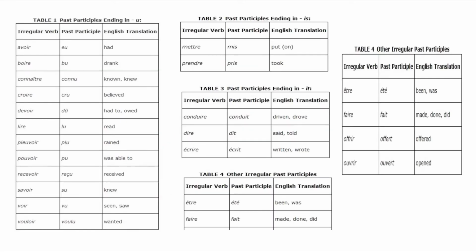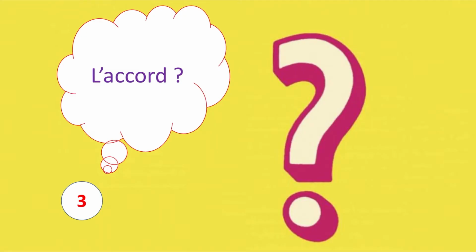But there is an important note. Past participles of irregular verbs must be memorized, and the following tables display these verbs according to their endings, which will make it easier for you to memorize them. Stop the video and have a look. So now you know how to get the past participle whatever the verb is, regular or irregular. Now let's move to the third and last question.